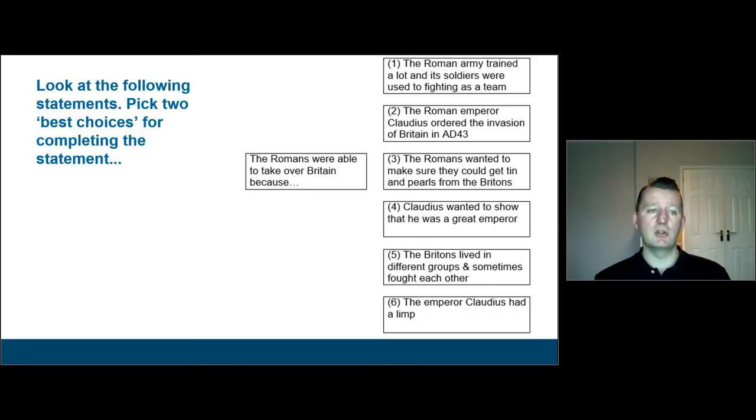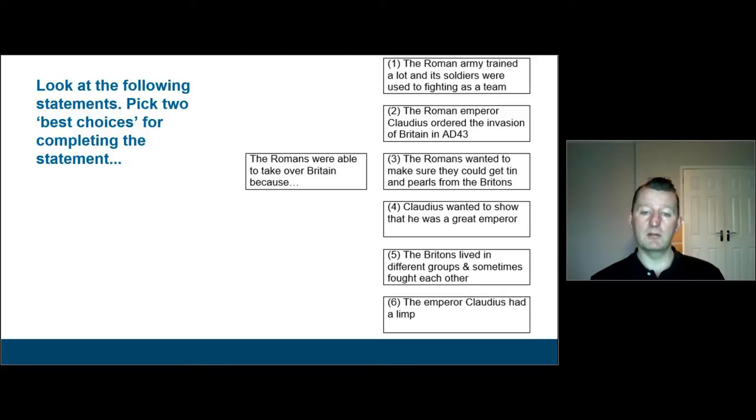And this is the kind of task that they took out into the field with them and gave to children. So they said to children, we start with this statement: the Romans were able to take over Britain because, and then they asked them to pick the best two choices to complete the statement. So you might want to do this as we read through this. So we're looking for two cards that complete the statement.